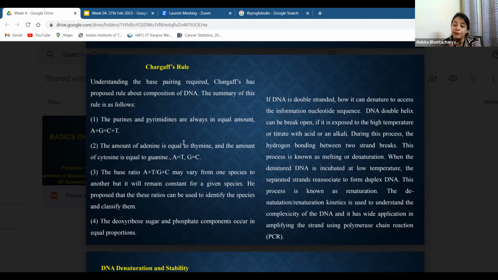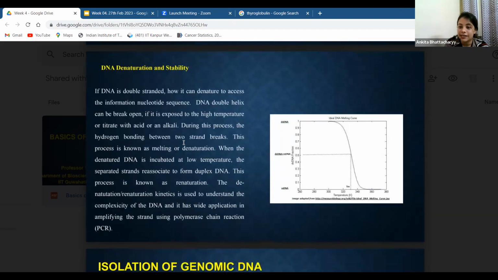formation to again occur. And because of the complementarity, there is near perfect reassociation of the two strands via a process known as renaturation. So this renaturation kinetics are used to understand how complex DNA is, and obviously it has a role in PCR as well.